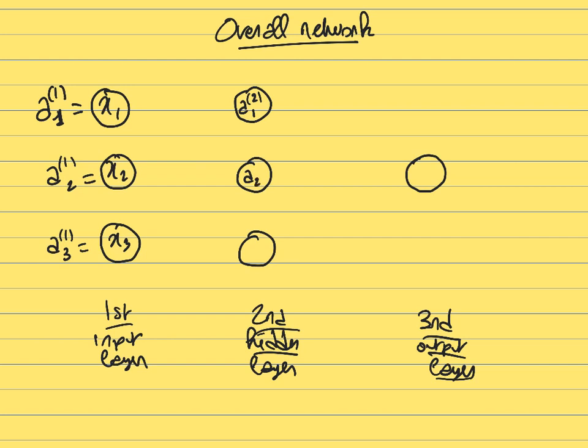This is going to be the second neuron of the second layer. And this is going to be the third neuron of the second layer. And then the last one in this case is going to be the first neuron, but in this case that would be the only one of the third layer.